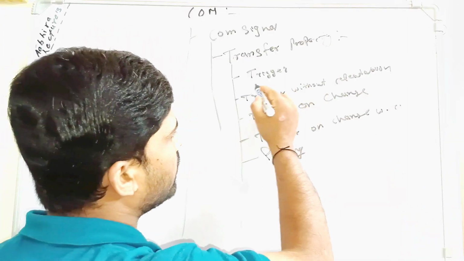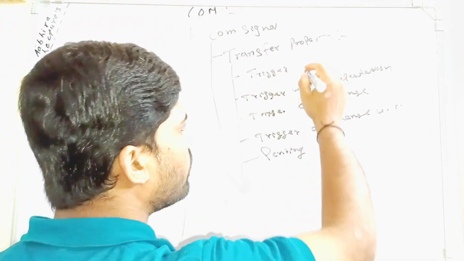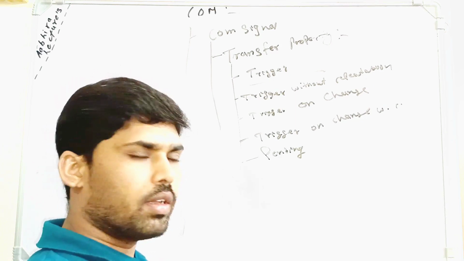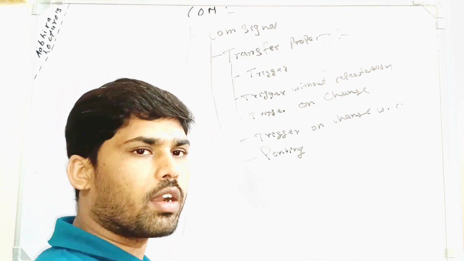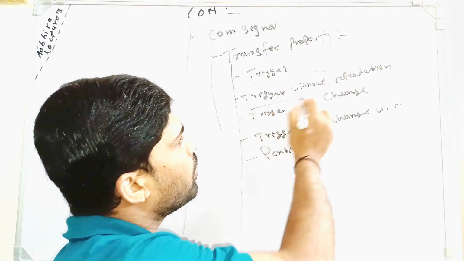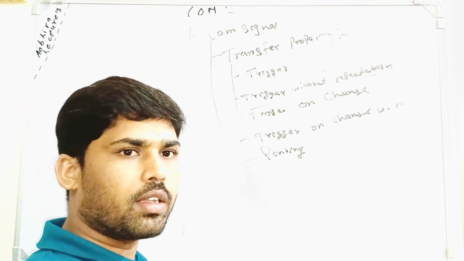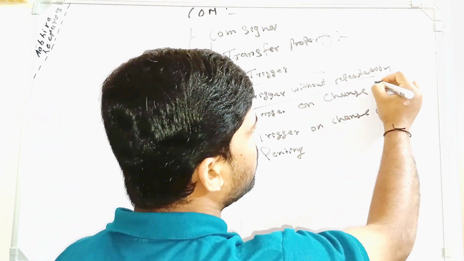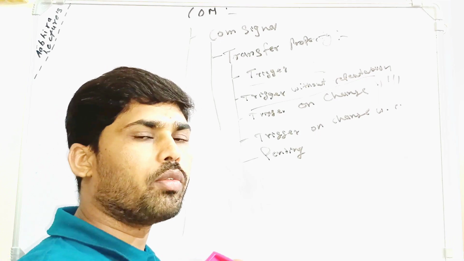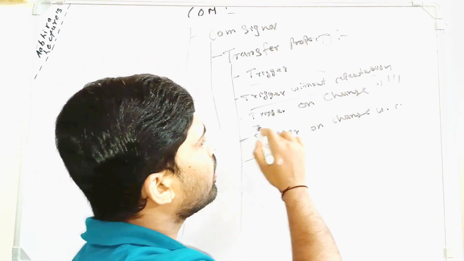Okay, so first of all, see trigger. If any signal continuously transmits, if any signal continuously transfers, then it is trigger. That is known as trigger. Okay, trigger without repetition. The signal will transmit continuously, suppose 1 1 2 2 3 like that, but it will not repeat the same signal or value. So that is trigger without repetition. Okay, next one is trigger on change.